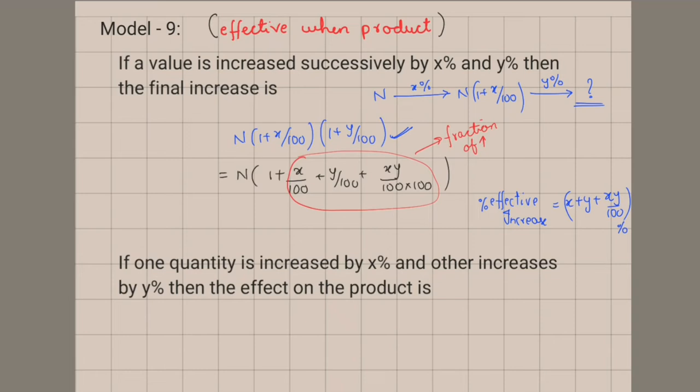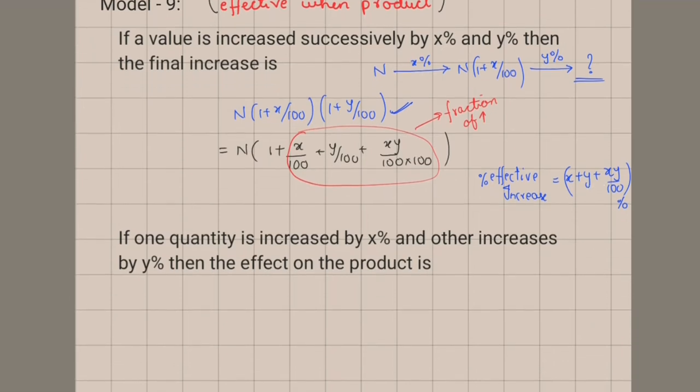So which is x plus y plus xy by 100. So when a value is increased successively by x percentage, y percentage, then the final increase is x plus y plus xy by 100. ఇప్పుడు మీరు అనుకోవచ్చు ఇది ఫైనల్ ఇంక్రీజ్ x ప్లస్ y అవుతుందని. అలా కాదు, ఎందుకంటే ఇక్కడ y పర్సంటేజ్ అనేది n ఇంటూ 1 ప్లస్ x బై 100కి పెరిగింది, nకి కాదు. సో ఇట్ విల్ బి x ప్లస్ y ప్లస్ xy బై 100.